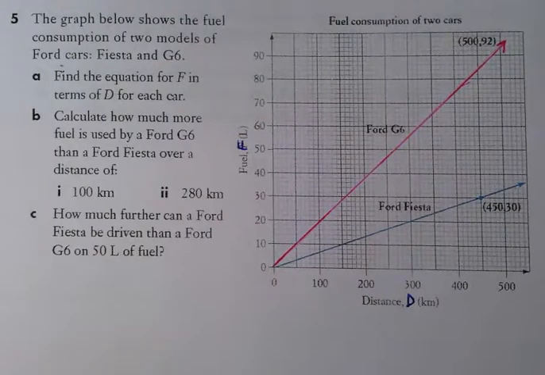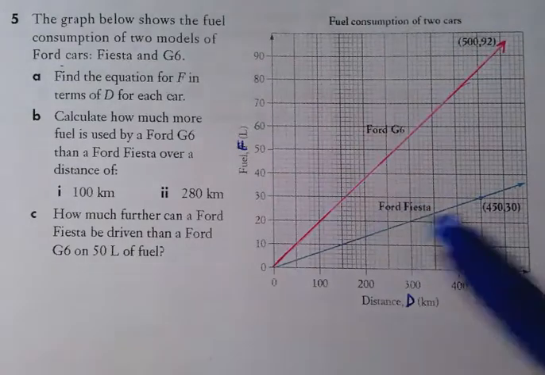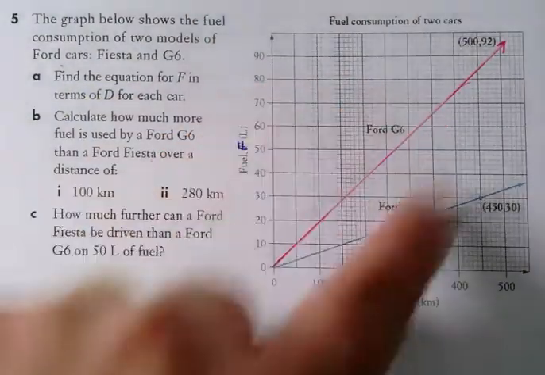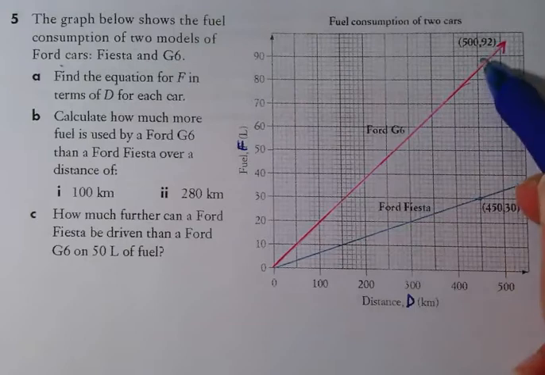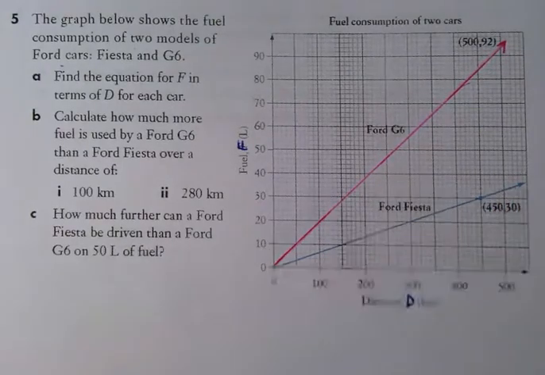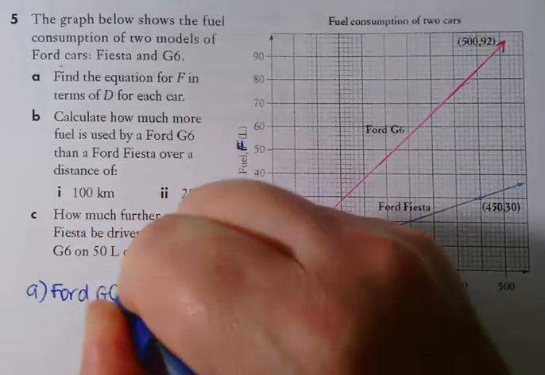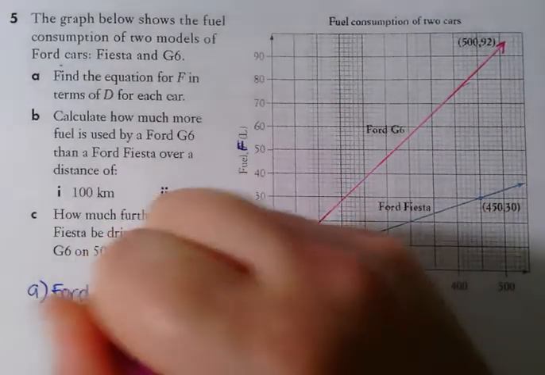Now we can already see that this Ford G6 has a higher gradient than the Ford Fiesta, so it uses more petrol per kilometre. We can already see that. So we're expecting the Ford G6 equation to have a bigger K or a bigger gradient, okay? So let's just look at the Ford G6 first, which is the pink one. I might just write that in pink as well.